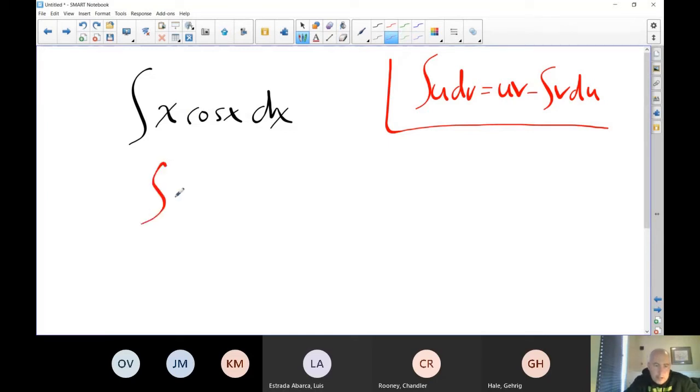If this question had been the integral of x plus cos squared x dx, I would not even be considering integration by parts because of the addition stuck in the middle of it. It has to be things multiplied together.